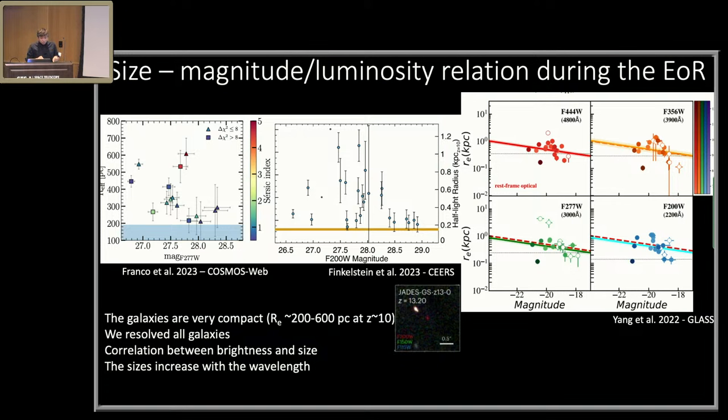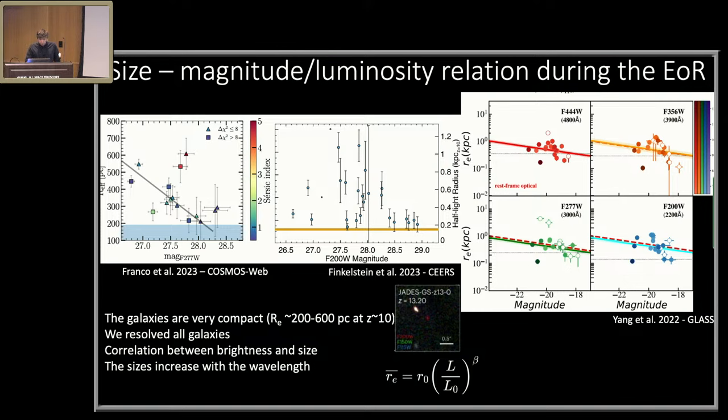We also find a correlation between the brightness or the magnitude and the size, and this correlation is also detected in other surveys. The sizes also increase with the wavelengths, with the gradual contribution of the old stellar population and the dust.